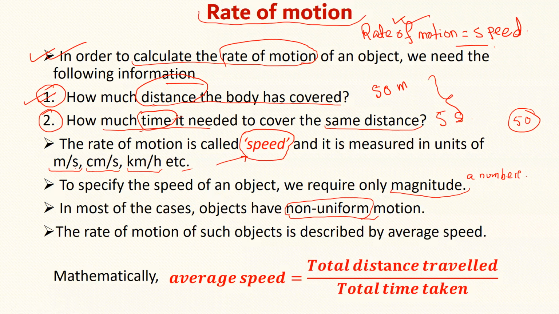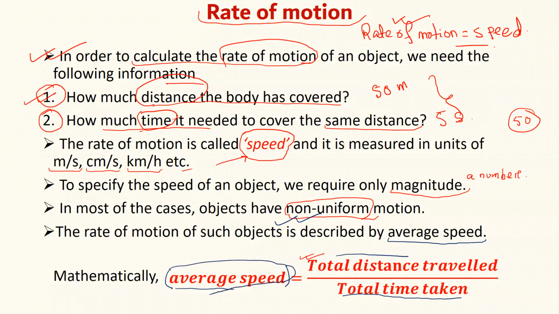We'll need the total distance traveled, that is, how much distance has been traveled by the object, and that distance has been covered in how much time, the total time. So mathematically, average speed. Why are we using the term average speed here? That is because most of the objects have non-uniform motion. The rate of motion in such objects is given by average speed. So in case of non-uniform motion, the motion is measured by average speed.